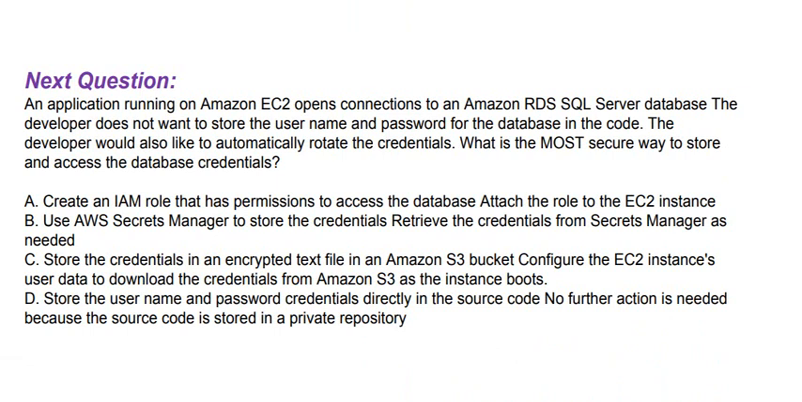Next question is: an application running on Amazon EC2 opens connections to an Amazon RDS SQL Server database. The developer does not want to store the username and password for the database in the code. The developer would also like to automatically rotate the credentials. What is the most secure way to store and access the database credentials?